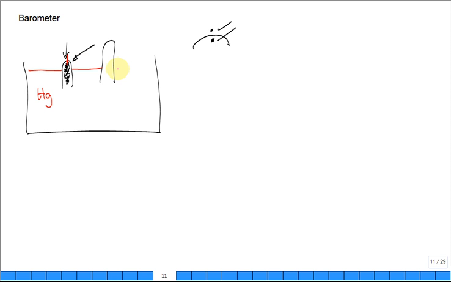So if I continue to raise this, the mercury will continue to be pulled up, okay, until I get this so tall that something special happens. I pull the glass tube up, and the mercury stops coming. I have a glass tube that's long enough so I can pull it up even higher, and when I do, the mercury level stays the same. That makes sense?